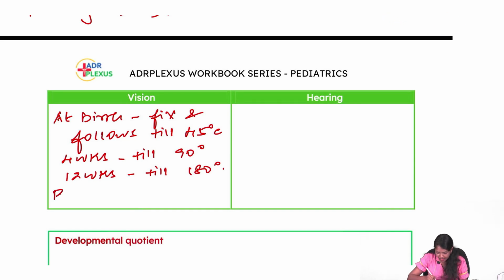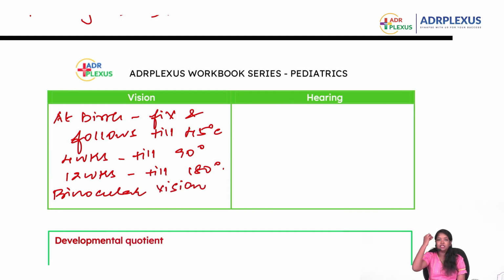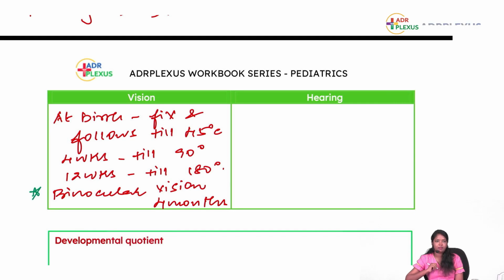Okay, when will binocular vision come? Binocular vision means both the eyes form a single image on your retina. That is binocular vision. Before that, the baby will have double vision. Binocular vision will come by 4 months. Very important MCQ. Put a star, can be asked in exam. Binocular vision comes by 4 months.